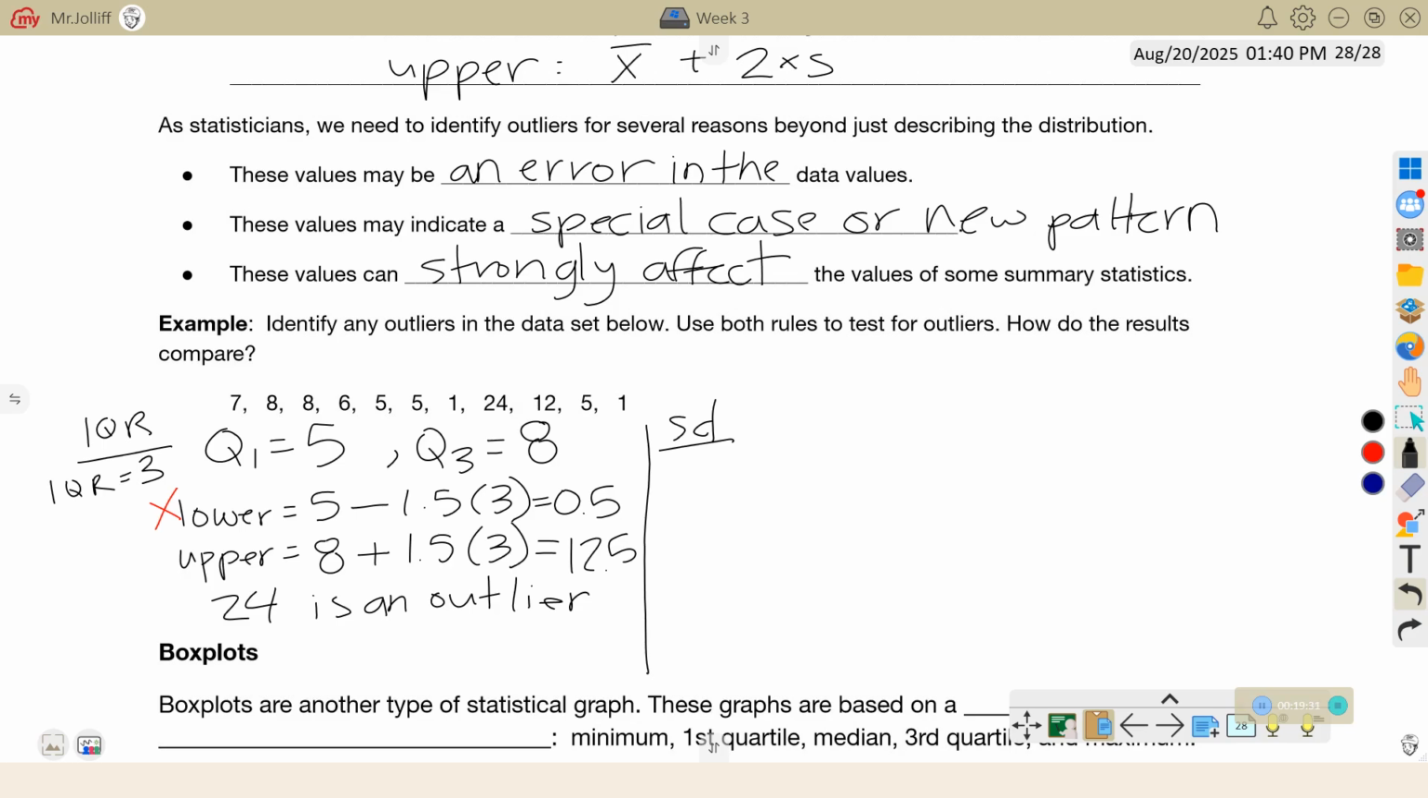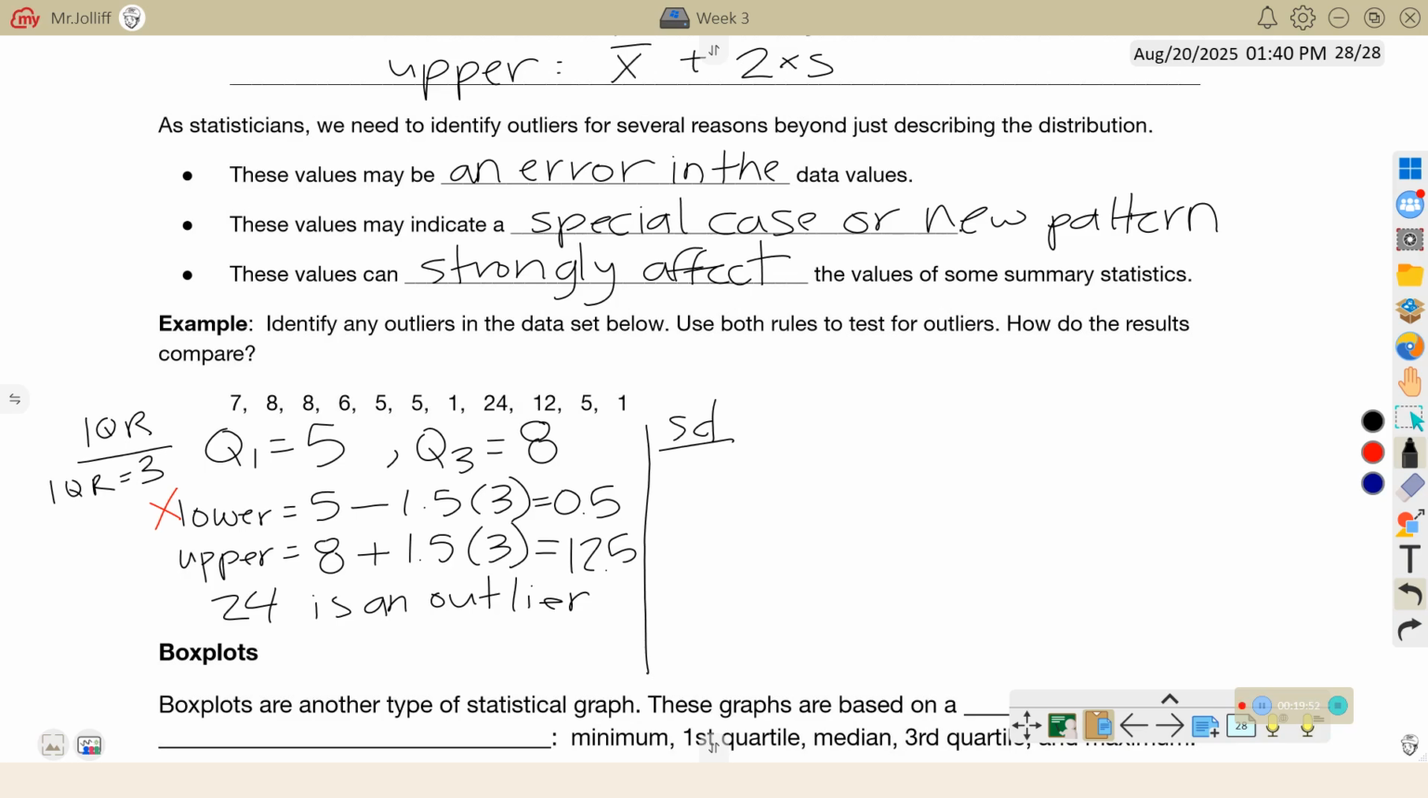We don't have outliers on the lower end. We have one outlier on the upper end. We probably already suspected that because 24 is double the next biggest number. Next biggest number is 12. That seems like it's really far out there. Okay, now we're going to check it the other way and compare.